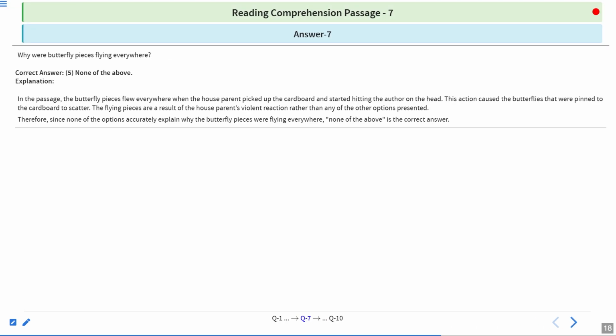And the explanation is in the passage, the butterfly pieces flew everywhere when the house parent picked up the cardboard and started hitting the author on the head. This action caused the butterflies that were pinned to the cardboard to scatter. The flying pieces are a result of the house parent's violent reactions rather than any of the other options presented. Therefore, since none of the options accurately explained why the butterfly pieces were flying everywhere, none of the above is the correct answer.